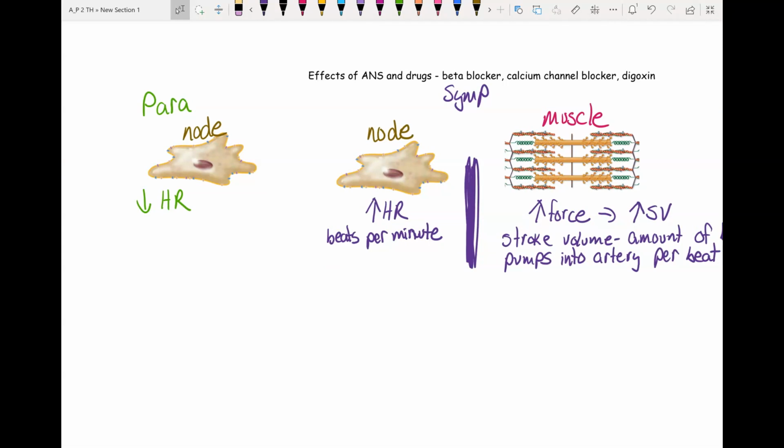So remember we have that cycle. We have -60. That causes the sodium gates to open, and sodium comes in, which brings you up to -40. This causes the calcium gates to open, and calcium comes in, which brings you to 0, which causes the potassium gates to open. Potassium goes out, and you return to -60.